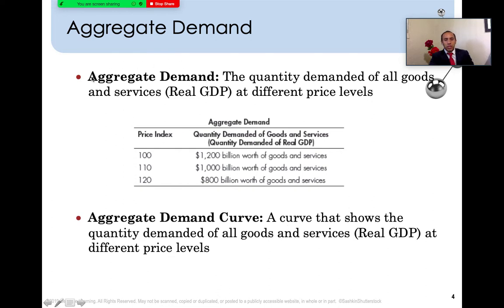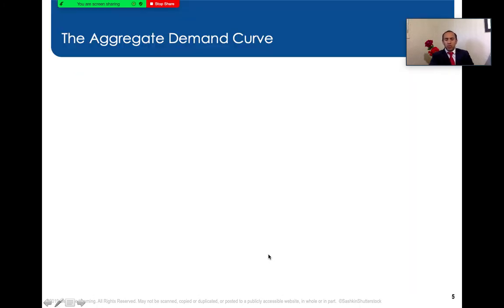This is what differentiates aggregate demand from just the regular demand for goods. Aggregate demand is the collective demand for all goods and services by all sectors of the economy. And we're going to see what those sectors are.